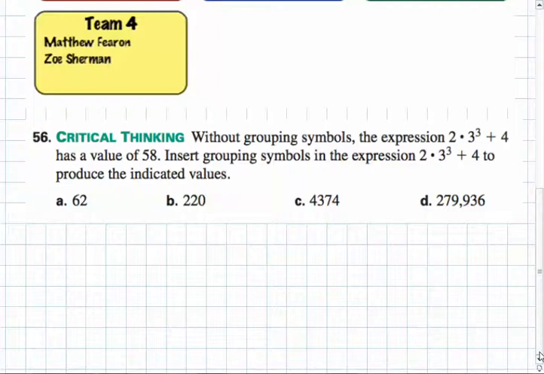Okay, so it tells you that if you do this one out properly, you end up with 58. So we're going to insert grouping symbols, which will force you to do different things first in a different order. So how do you get 62, Desiree? Where do you put the grouping? So where do you put the parentheses?